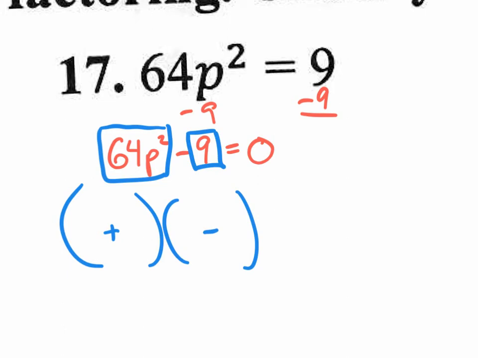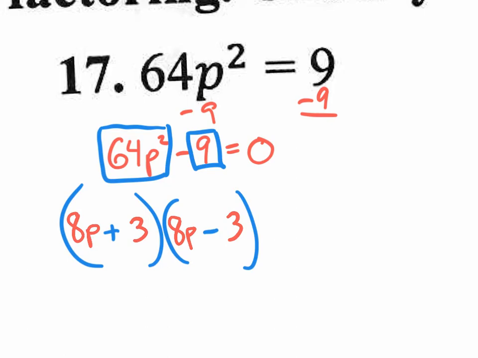So what would the square root of 64p squared be? What's the square root of 64p squared? 8p. So I put an 8p there and I put an 8p there. And how about the square root of 9? 3. Put a 3 there, put a 3 there. And we're done. We're done factoring.